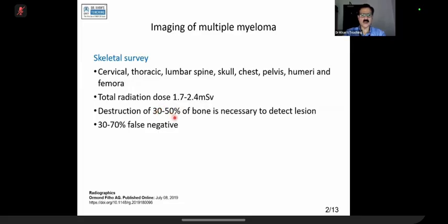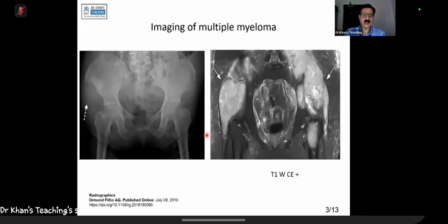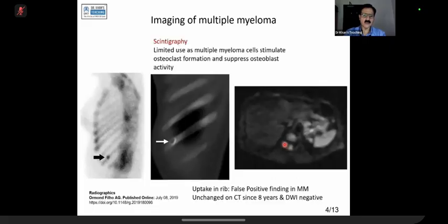What is the sensitivity of plain X-ray? Actually, up to 30 to 50% of the bone should be destroyed before you see something on a plain X-ray. So the false positive rate is quite bad. And this is an example where on a pelvis X-ray, you can see this from Radiographics. Just see this versus look at the lesions on an MR. So bone scan, don't use it. That is the key point to remember.